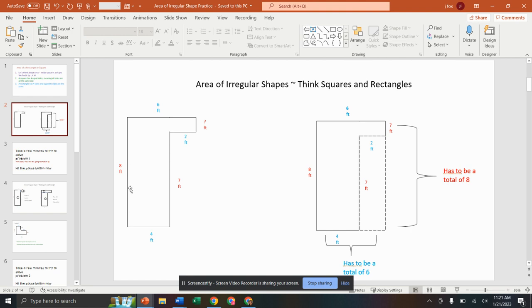length is 8 feet. The width is 6 feet. Over here they said it's 4 feet. This is 7 feet, 2 feet. Oh, they didn't tell us what this was, man. But again, not that hard.